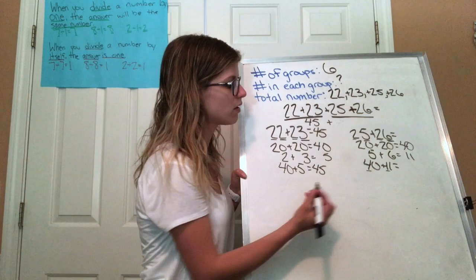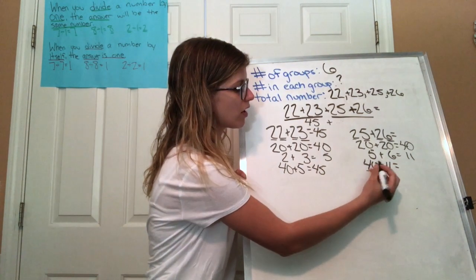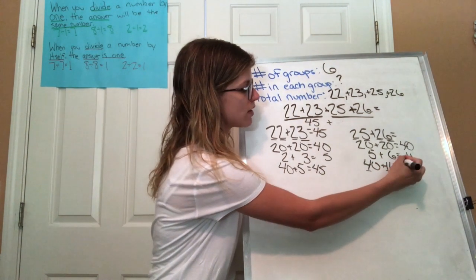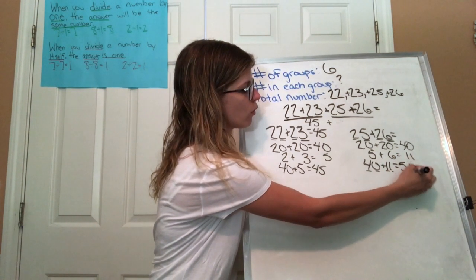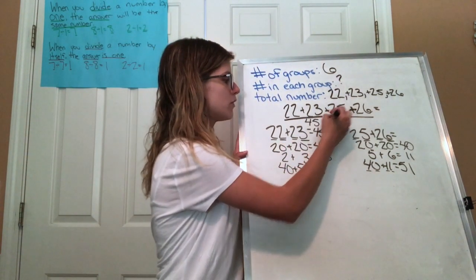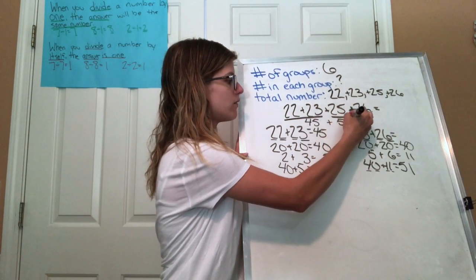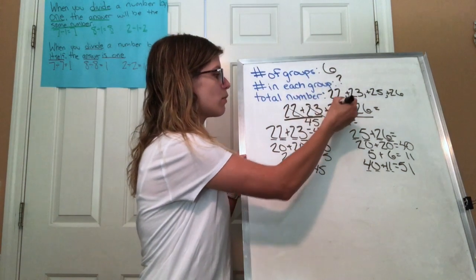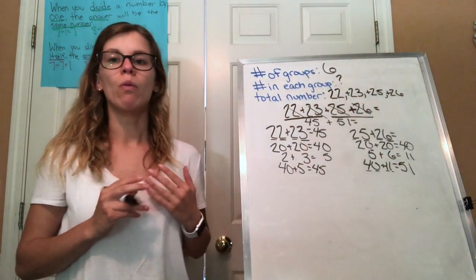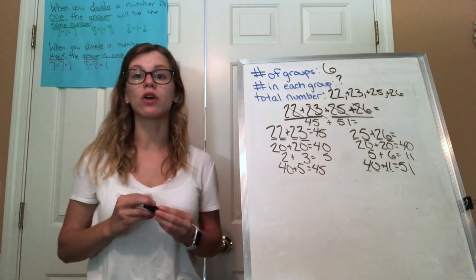So 40 plus 11, or 4 tens plus 1 ten, would be 5 tens with 1 one. So it'd be 45 plus 51. So I added up all 4 of these numbers. What do I need to do now to make sure that I get the correct total?